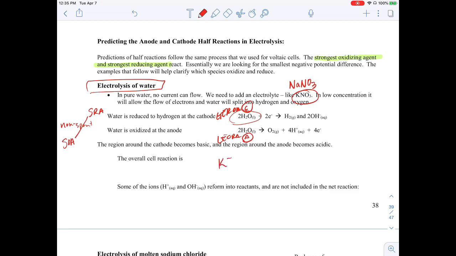If I had the potassium ions, nitrate ions, water, and then platinum electrodes, the platinum electrodes are inert. Water is an oxidizing agent and a reducing agent. The potassium is an oxidizing agent, but it's terrible. So my strongest oxidizing agent and strongest reducing agent are going to be water, and I'm going to produce these two chemicals at the anode and at the cathode.